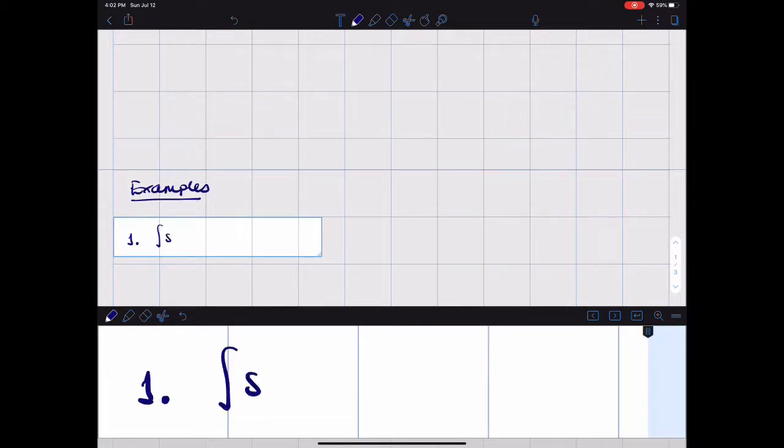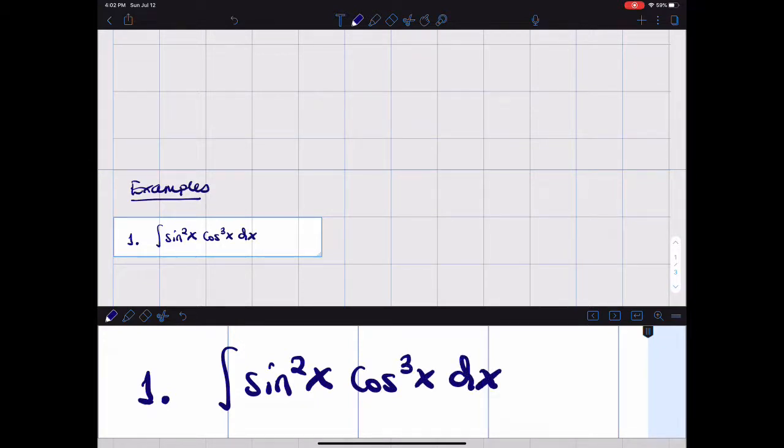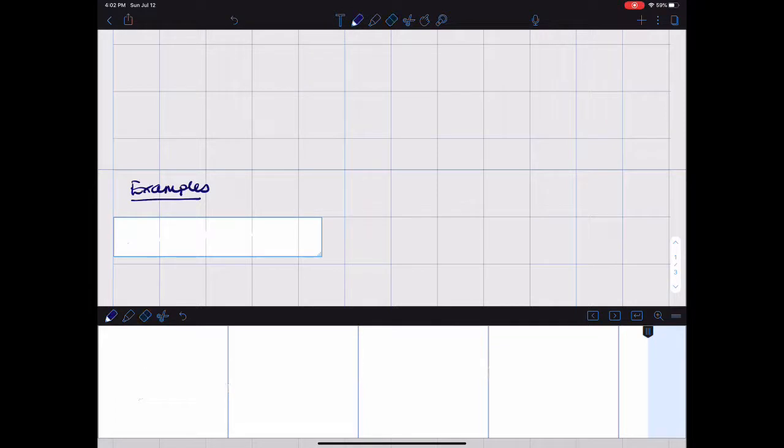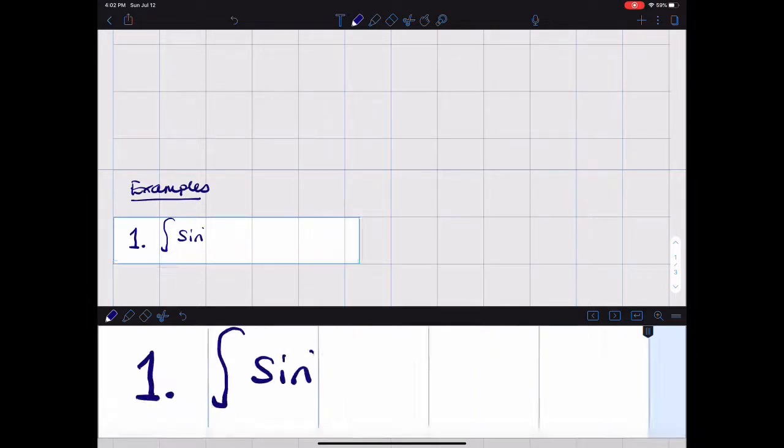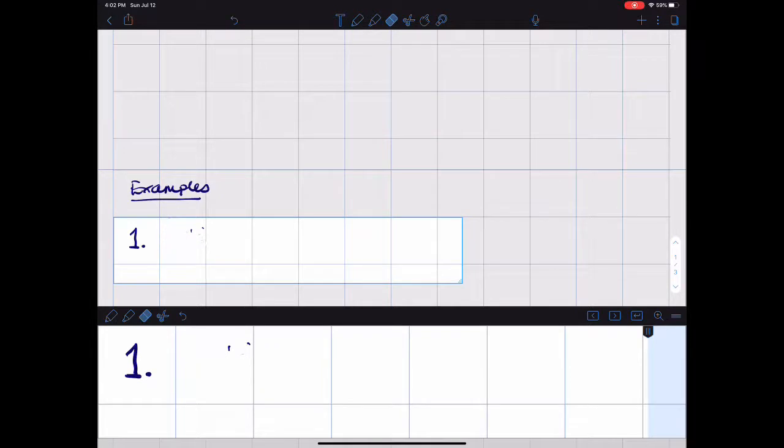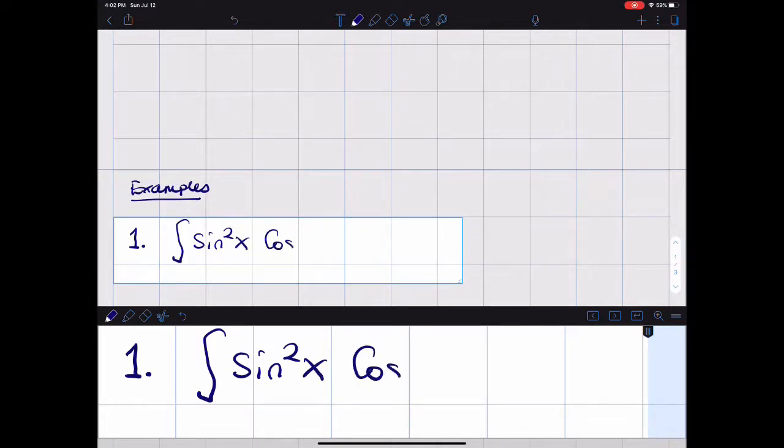Want to find the integral of sine squared x cosine cubed x dx. Okay. So in this case, I want to write this a little larger because I realize that I've been writing very tiny in the previous videos. Integral sine squared x cosine cubed x dx.